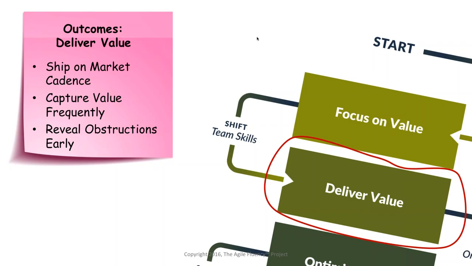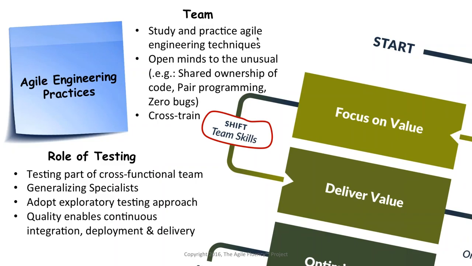That has heightened importance in deliver value. So here, teams have to become really quite skilled in their agile engineering practices. Here's where things like software craftsmanship or extreme programming engineering practices gain attention and gain value. And so the team now is studying and practicing agile engineering techniques. They are thinking about new ways of doing work: shared ownership of the code, shared common coding standards, pair programming, no bugs.